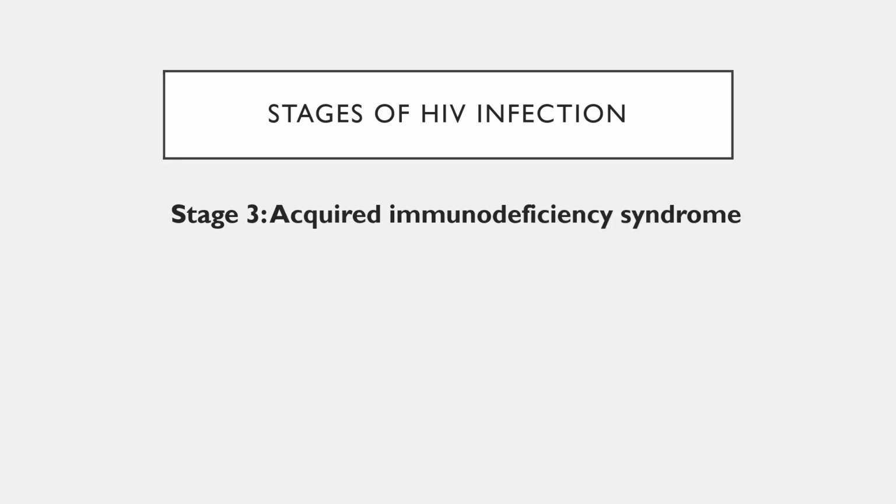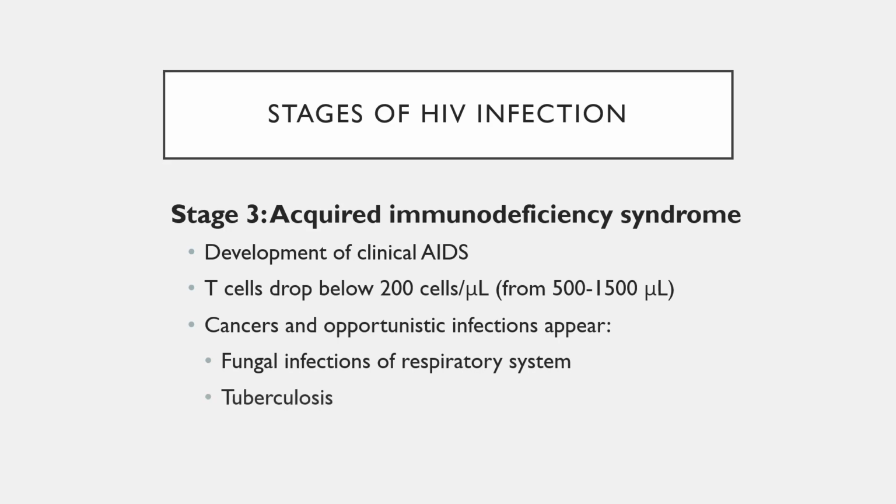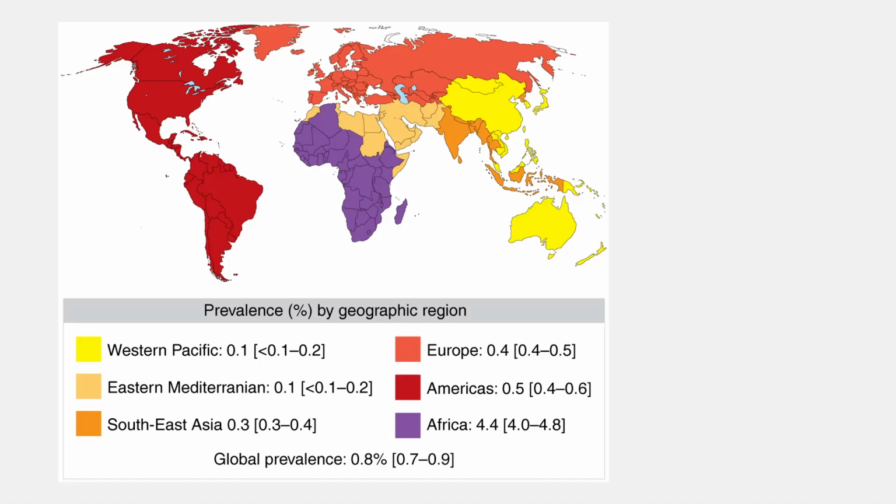It is during this final stage that cancers and opportunistic infections begin to appear. Some of the more common ones include fungal infections of the respiratory system, tuberculosis, and toxoplasmosis of the brain. So, as we said, AIDS is considered a pandemic. There are 38 million cases of HIV infections worldwide. 25 million of those are in sub-Saharan Africa alone.